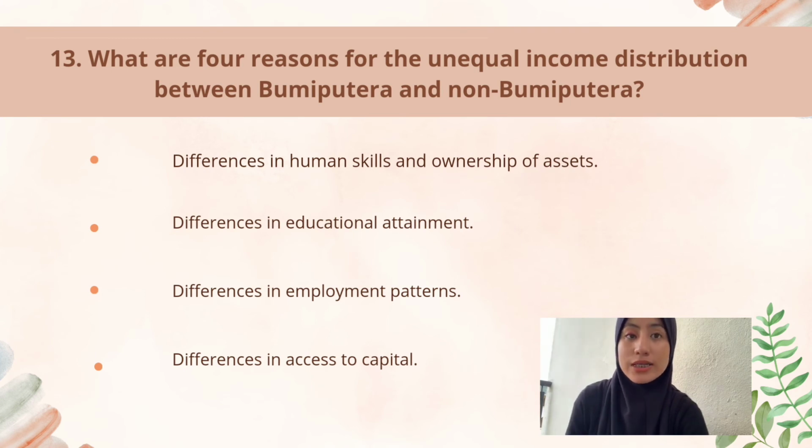Question number 13. What are 4 reasons for the unequal income distribution between Bumi Putra and non-Bumi Putra? So there are 4 reasons. The first one is differences in human skills and ownership of assets. Number 2 is differences in educational attainment. Number 3 is differences in employment patterns. And the last one is differences in access to capital.